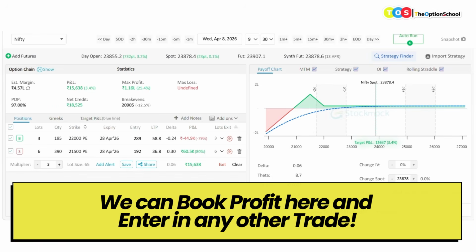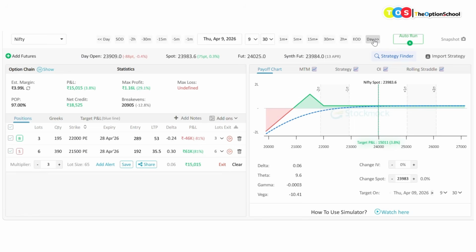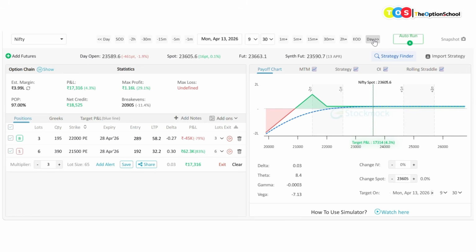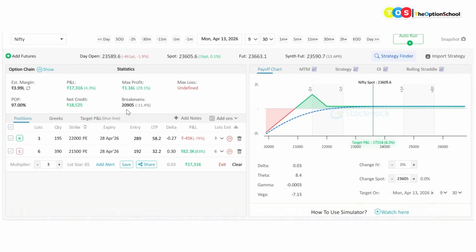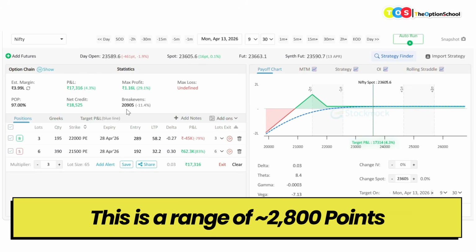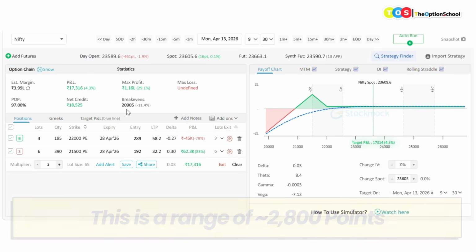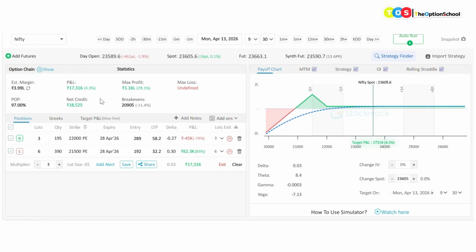So this is a very good time that I can really square off this trade and maybe enter into some other strategy. But if we continue in this trade, let us see what happens next day. Again, it is giving me some profit only, 16,224, 17,316. The market has gone to 23,605 and my break even is 2905. So there is huge space between where the market is and my lower break even point. There is no upper break even point at all in this trade. So 23,605 minus 2905, it's almost 2800 points. We can easily set this trade and forget about it. But this is the right stage where we can definitely book this trade.